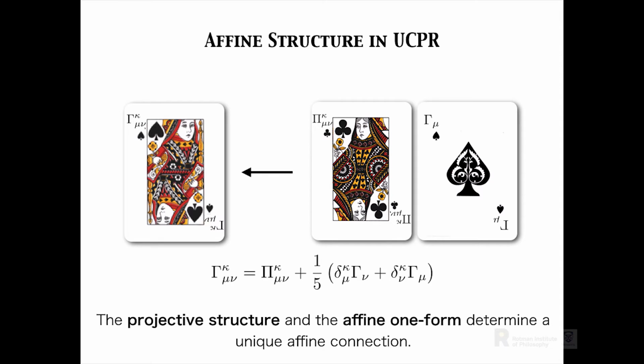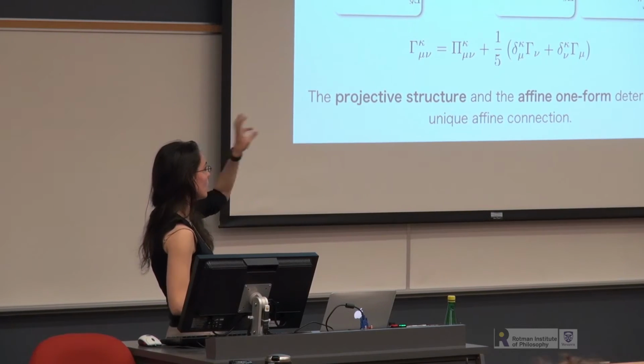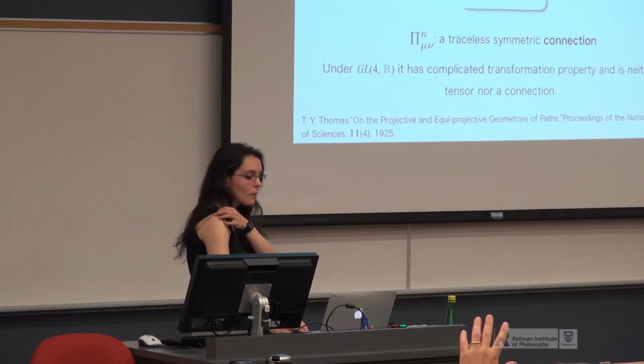Now in unimodular conformal projective relativity, that comes out really nicely because if you adopt the unimodular invariance, T.Y. Thomas in 1925 showed that what happens to the projective parameters is that they turn into a connection. And so you can begin with this projective connection and this affine one form as independent fields and then define an affine connection from the two. But you take the projective connection and the affine one form to be fundamental. So this projective connection is a traceless symmetric connection, at least in the cases that I looked at. Again, it has complicated transformation properties in the general linear group, but it's nicely a connection.